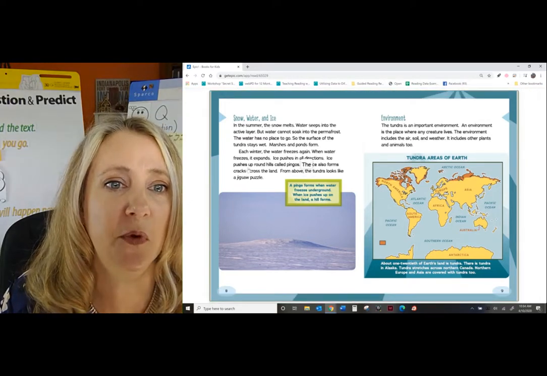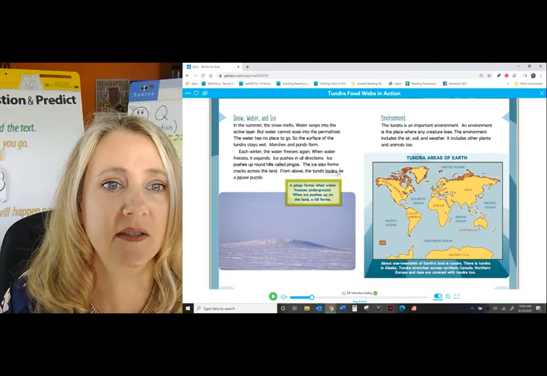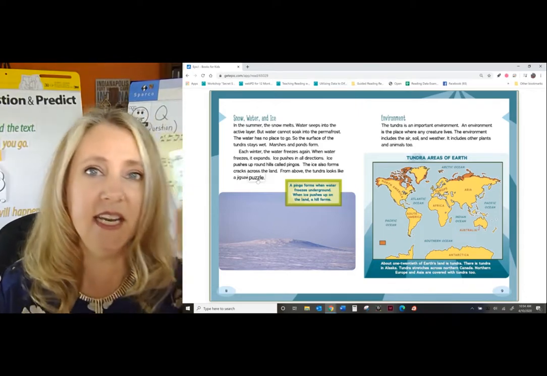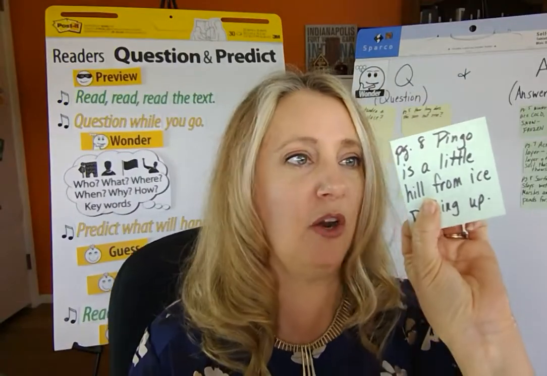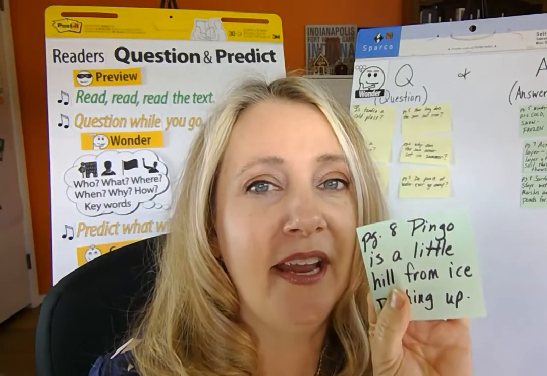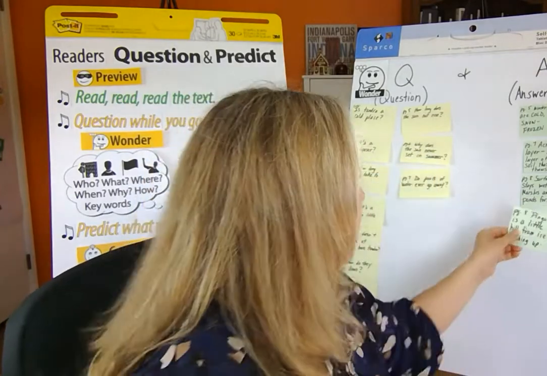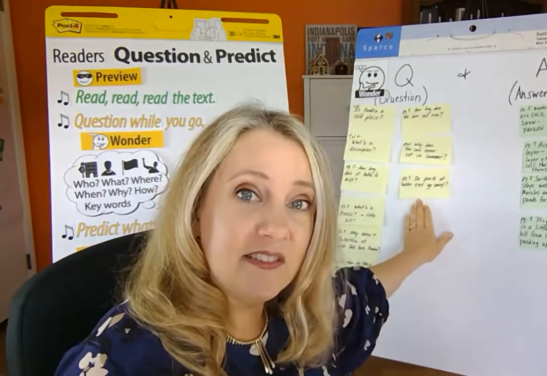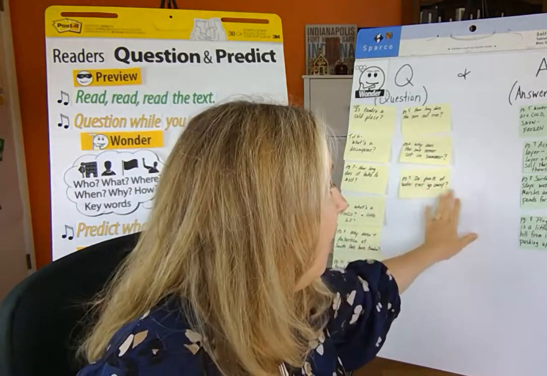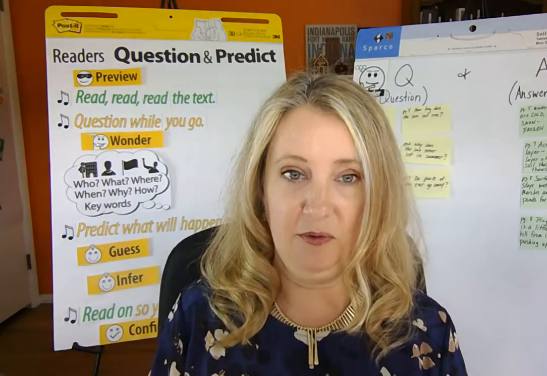The ice also forms cracks across the land. From above, the tundra looks like a jigsaw puzzle. And so, ding, ding, we had an answer to our question. Now, do you notice how this is on a green sticky note? You know why? Because these are reading voice details that our reading voice picked up. So our thoughts are on the yellow because that's our thinking voice. We're questioning while we go. And then if we find an answer, it's on a green sticky note.